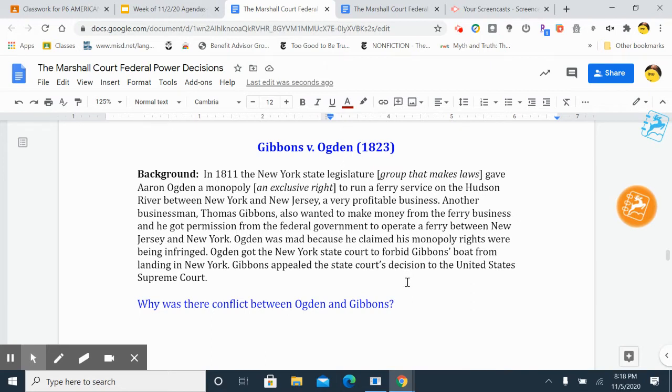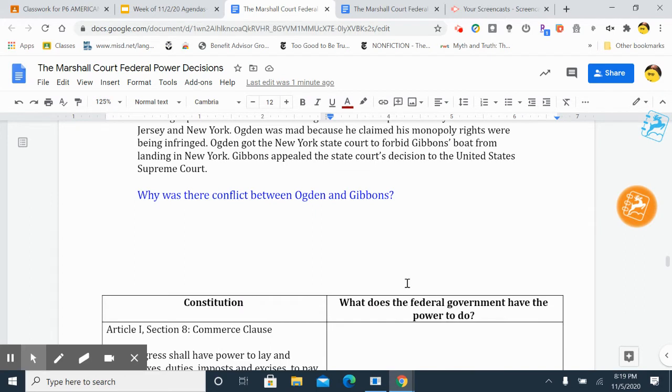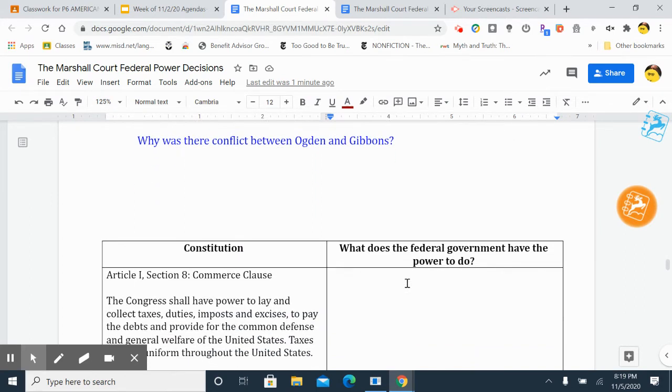He got the New York State Court to forbid Gibbons' boat from landing in New York. So the New York State Legislature gave Aaron Ogden a monopoly to run a ferry service on the Hudson River, a very profitable business. But Gibbons got permission from the federal government to operate a ferry. Who has the rights here? Keep in mind, on the Hudson, this is interstate.